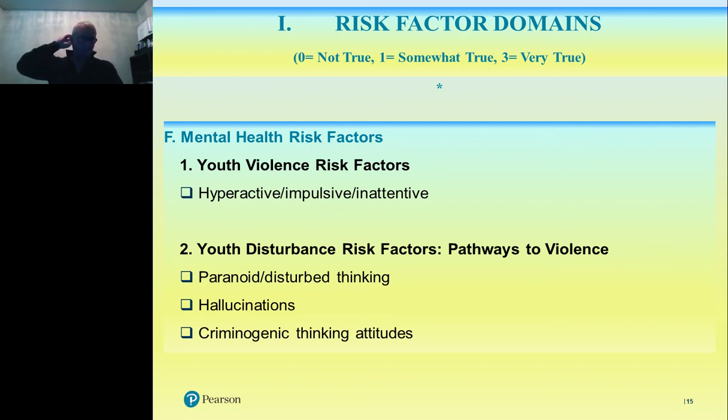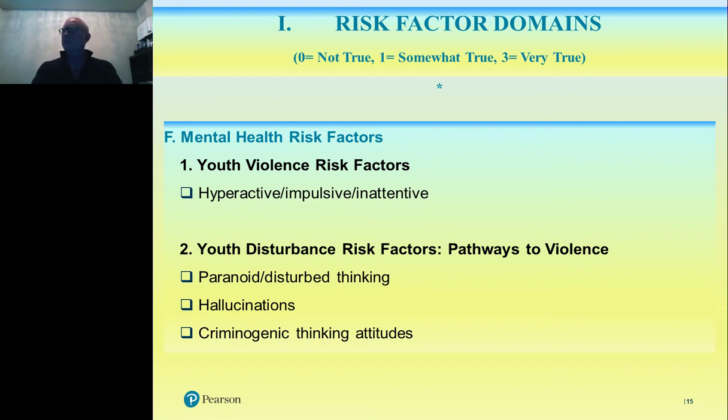And then having what we term criminogenic thinking attitudes. This is a term you will often see working on the criminal justice side of the field. There are certain attitudes and beliefs, endorsements of values, that really support criminal behavior or rule-breaking or law-breaking behaviors. We capture those as criminogenic thinking attitudes.